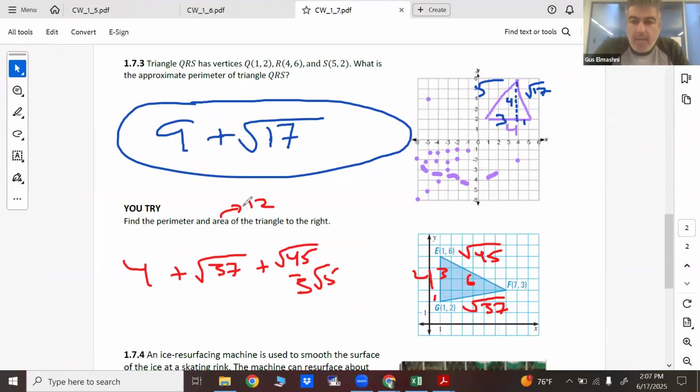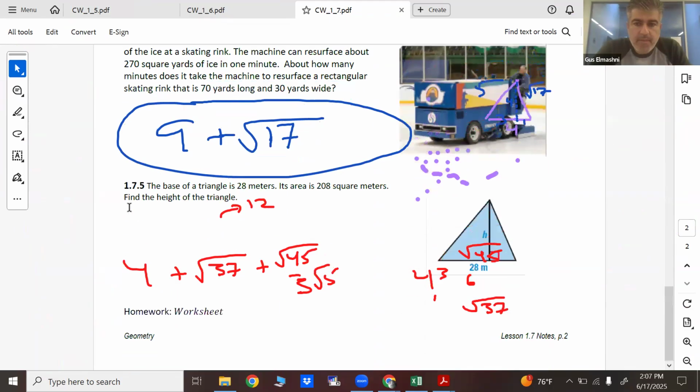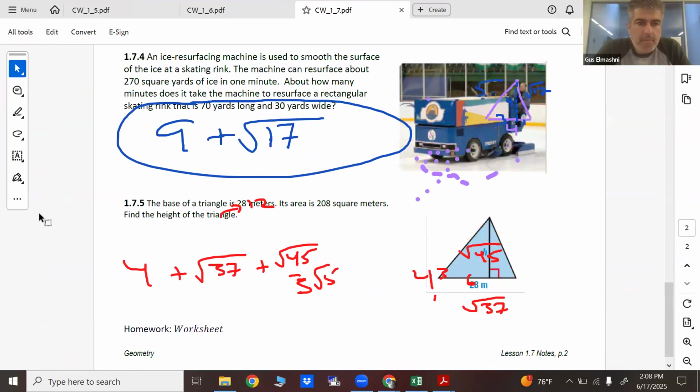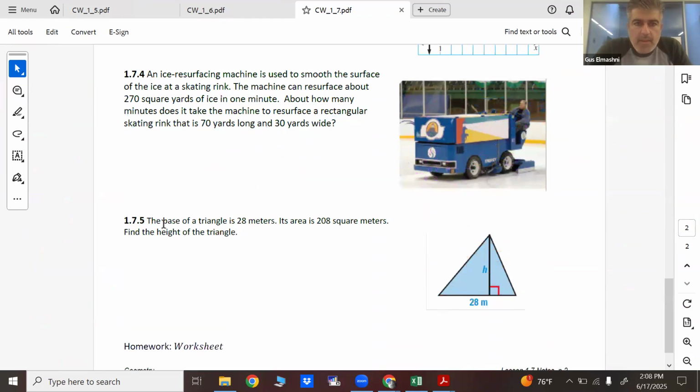So anyway, that's that right there. And then we're almost done. So go and try these two here.